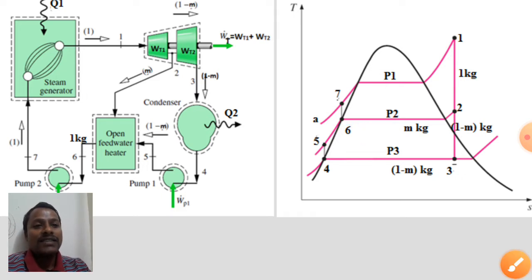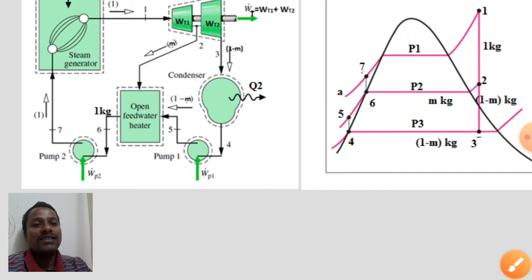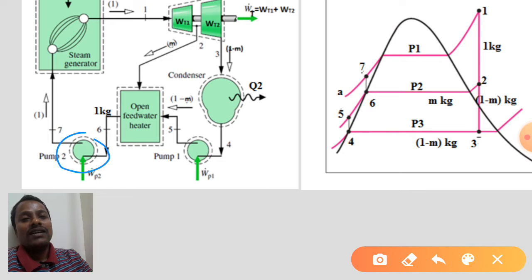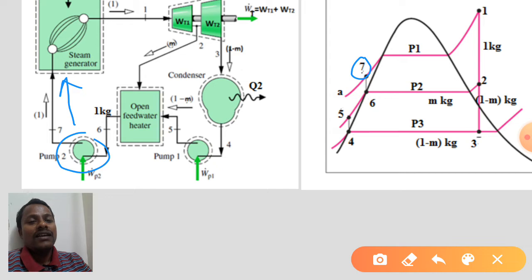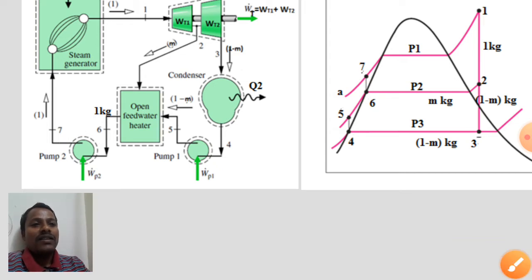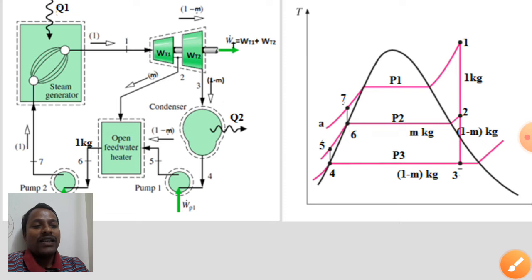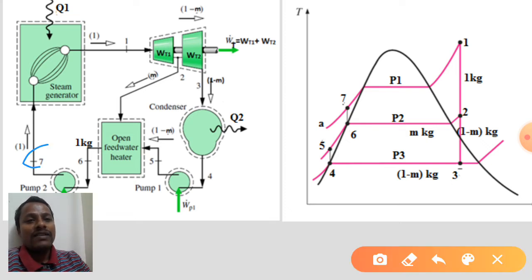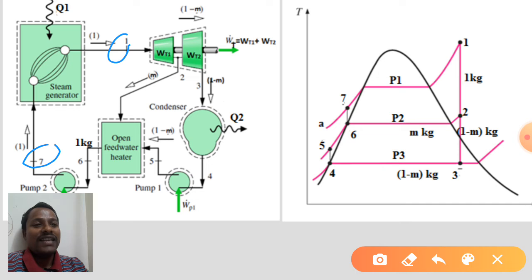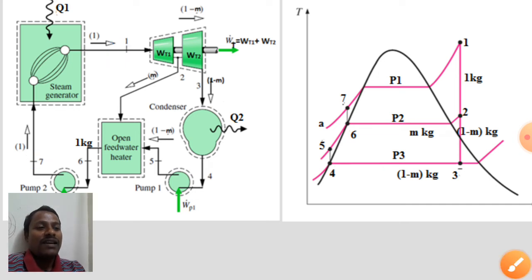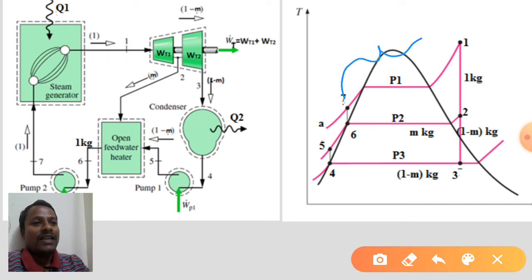So the condensate at the 6th state enters pump 2, wherein it is pumped at state 7 into the boiler. So we start adding heat energy from state 7 into the boiler, as it is appearing in the schematic diagram. So 7 to 1 is boiler heating. So 7 to 1 we are adding heat energy in the boiler at pressure P1.